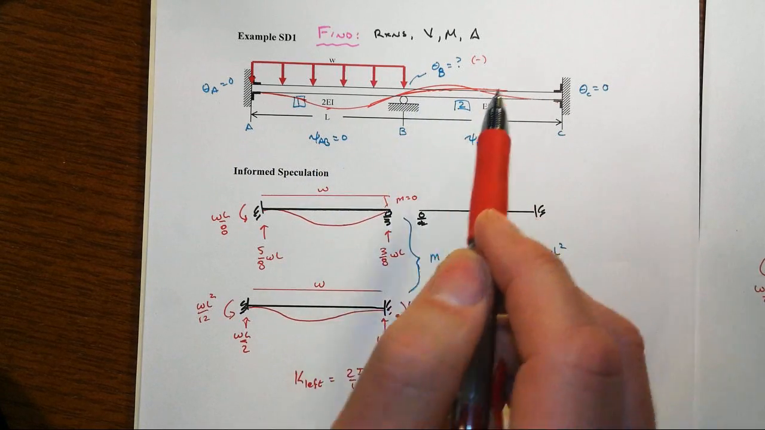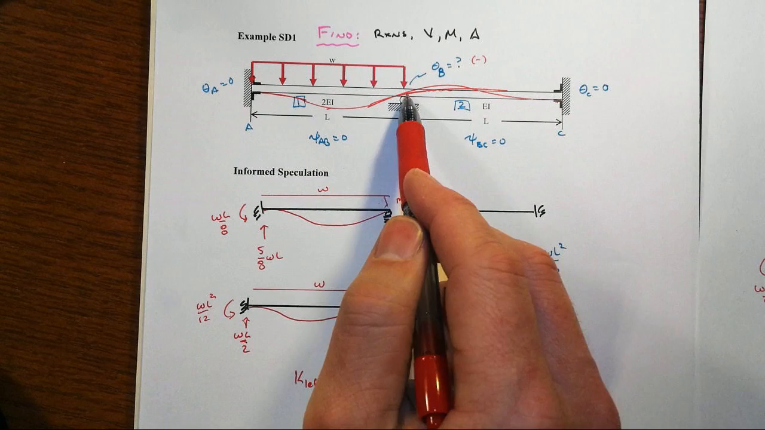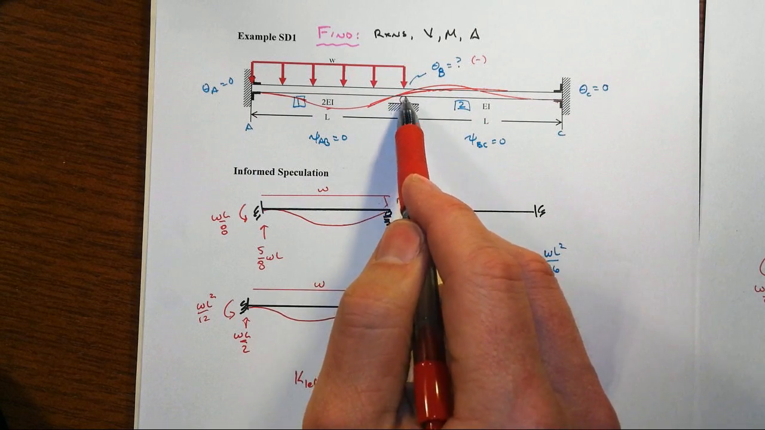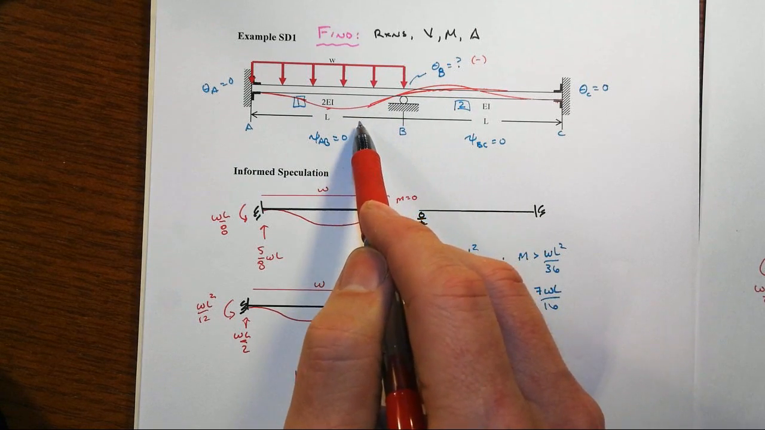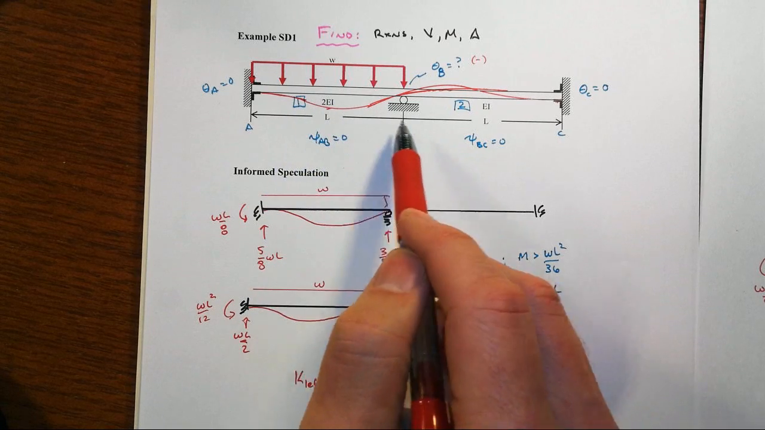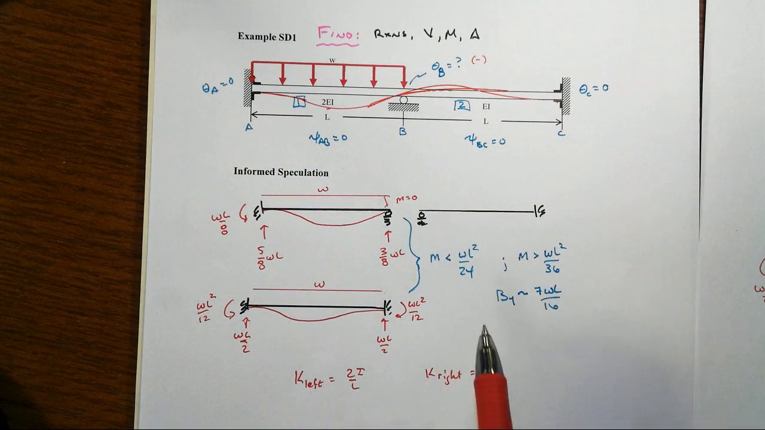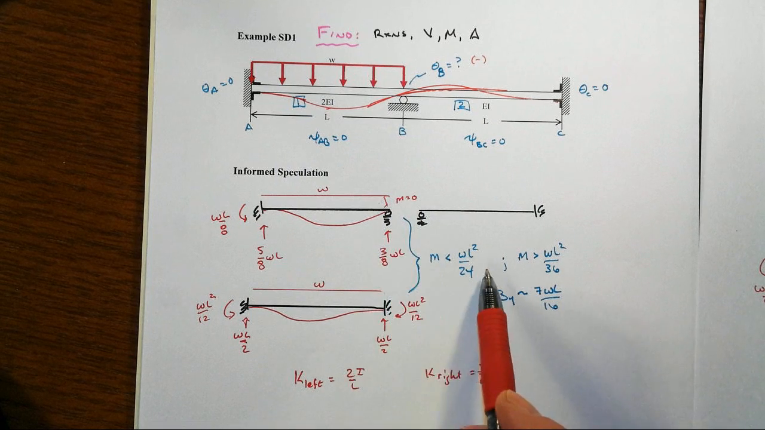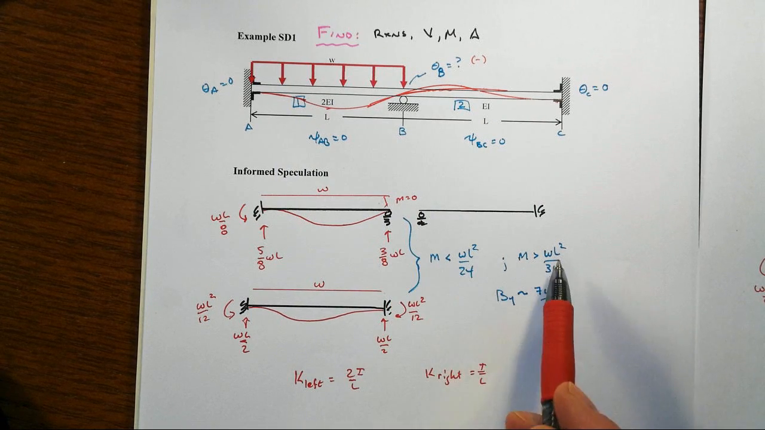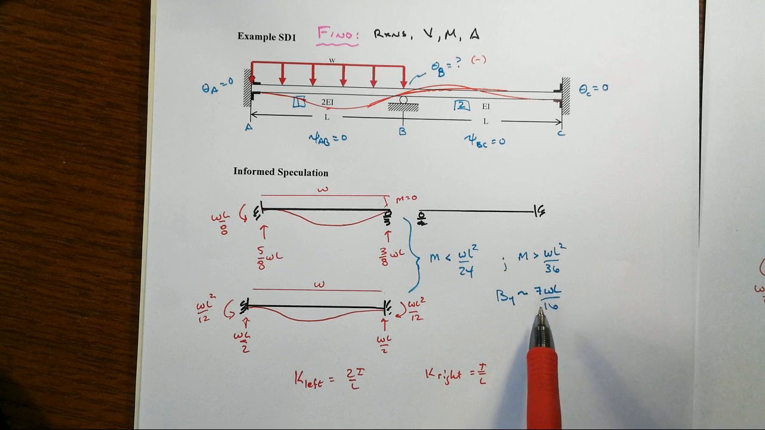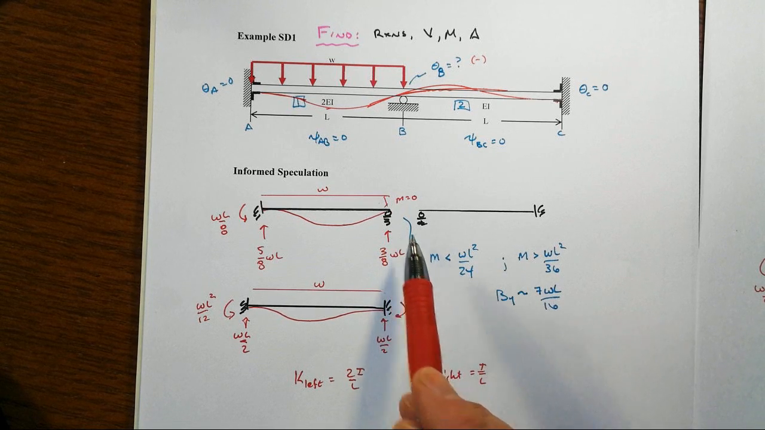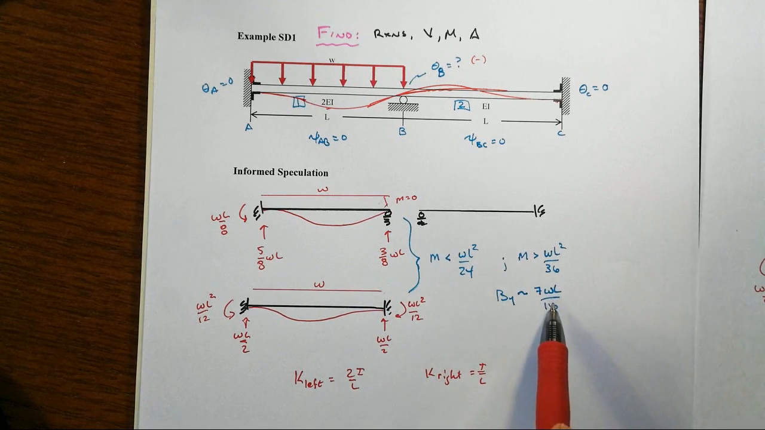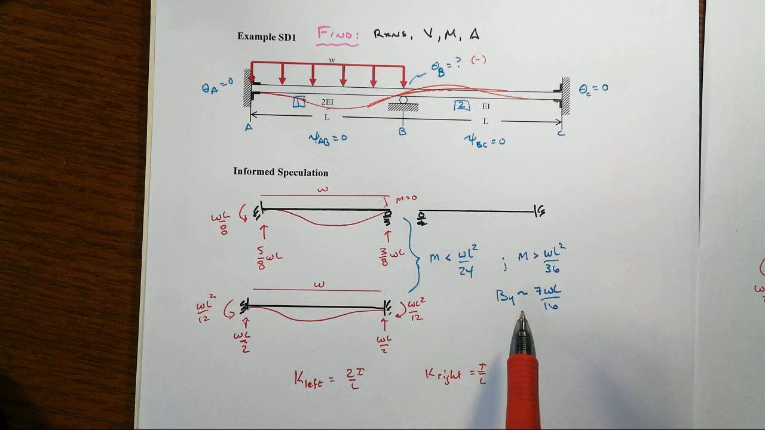We made this little mistake in here. We guessed that the rotation at B would be counterclockwise. That was intuitive given the load situations, but we do have twice the stiffness in the left span as compared to the right. Along the way we guessed that the moment we'd end up with would be somewhere between WL squared over 24 and 36, and that the reaction in the middle would be about 7/16 of the total load. All right, we'll see how close we came to all that.